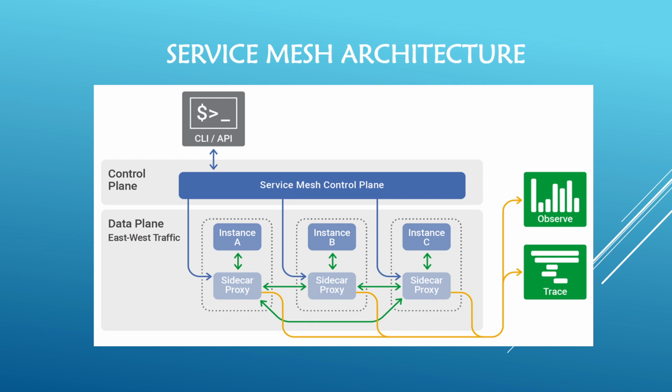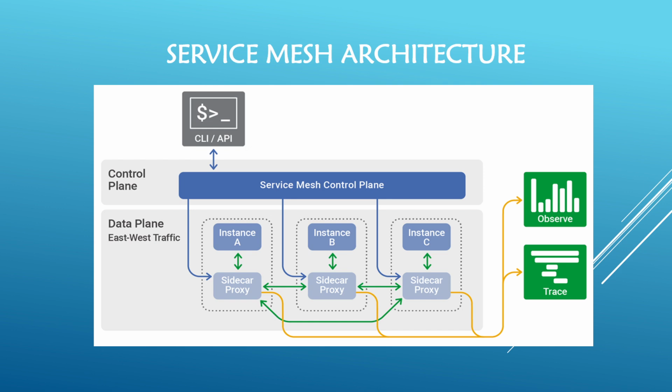The next one is the data plane, that is east-west traffic. For example, we have an e-commerce platform. The user can log into the platform and check items, and he can add to the cart, and make the payment. Then he can also get a notification.